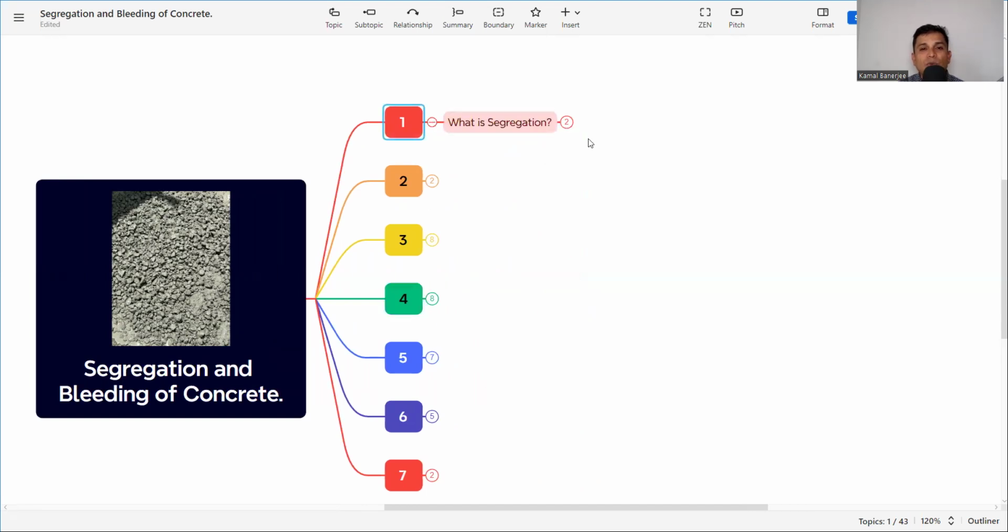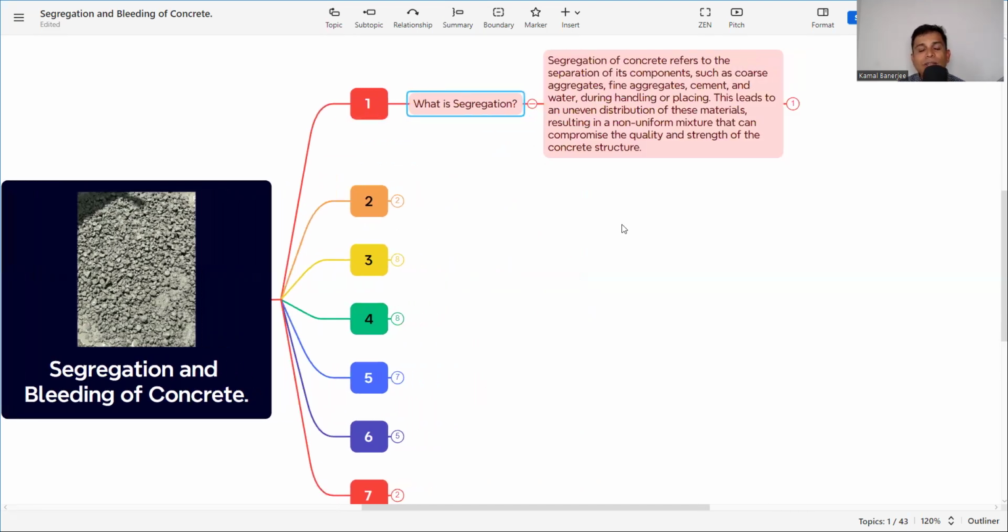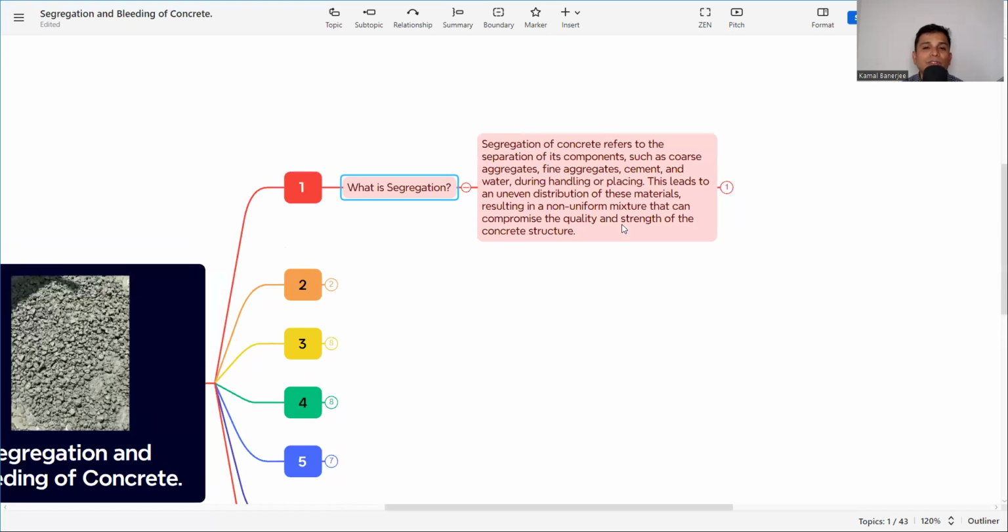So let's jump into the subject. What is segregation? First we need to know. Segregation of concrete refers to the separation of its components such as coarse aggregate, fine aggregate, cement and water during handling or placing. As I discussed, it is the separation of its ingredients, maybe the coarse aggregate, maybe the water particles, slurry, etc. When it is the solid particles, we usually call it segregation. This leads to an uneven distribution of these materials, resulting in a non-uniform mixture that can compromise the quality and standard of the concrete structure.